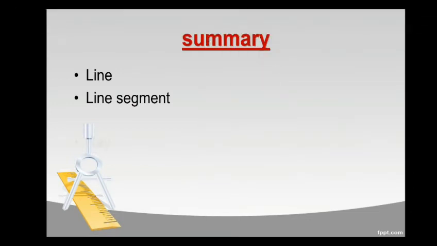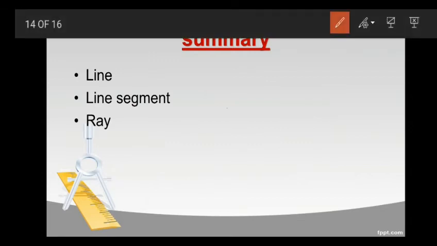Then we have seen a ray. A ray starts from a point and extends in one direction endlessly. So it has a starting point and extends in one direction endlessly. Ray AB will be represented using this symbol. Only one side will have an arrow.